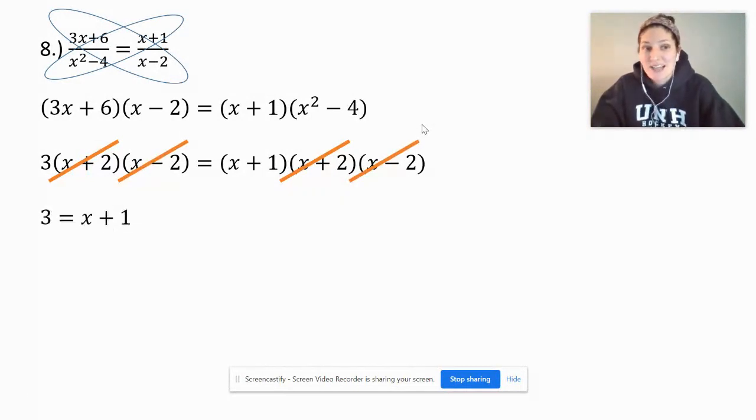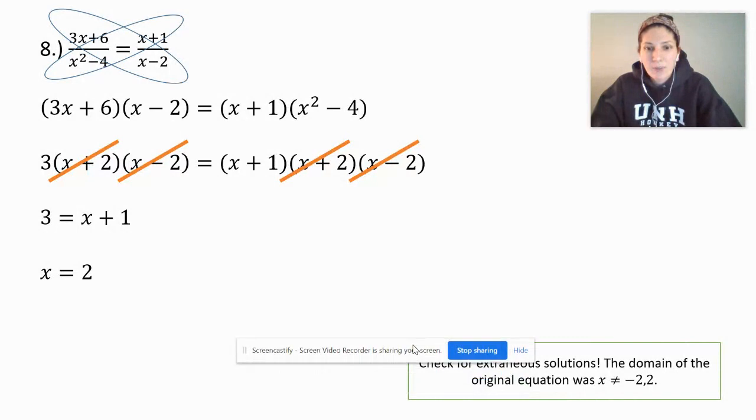So now I'm just left with 3 equals x plus 1, and I'll solve for x, and I always have to check for extraneous solutions. So I could plug this back in. If you were to plug this in, you can see that you'd be dividing by 0. So it's going to be extraneous.